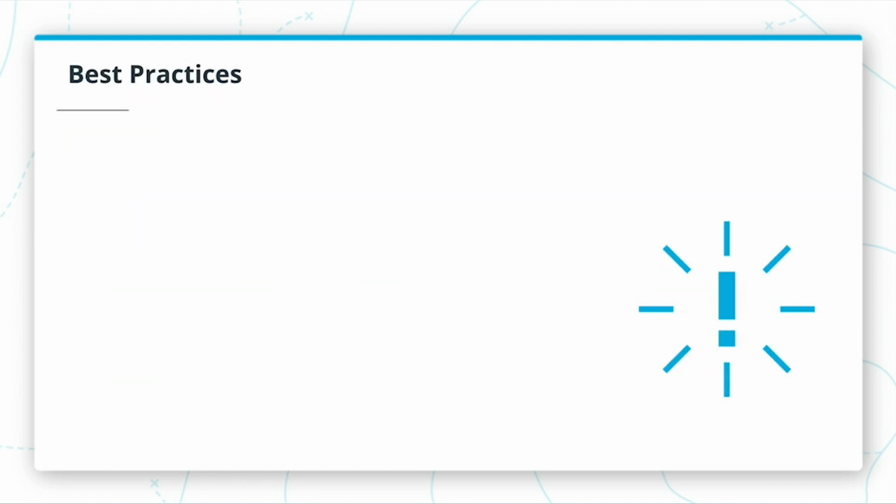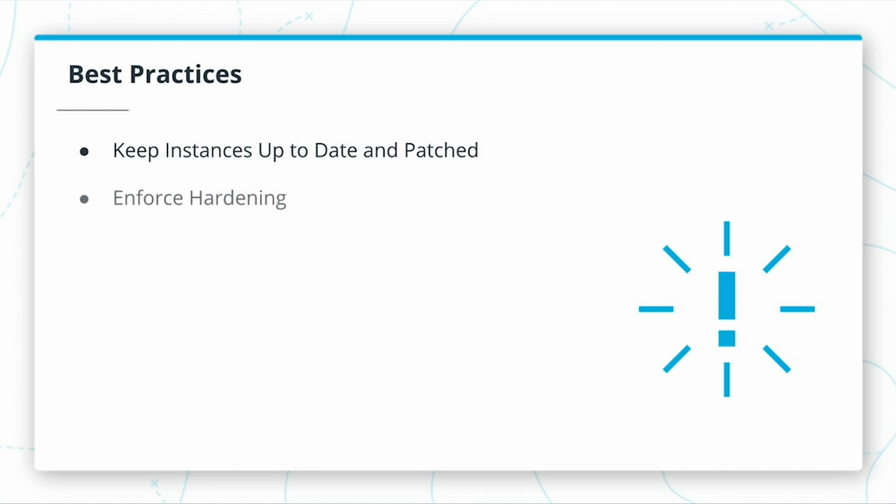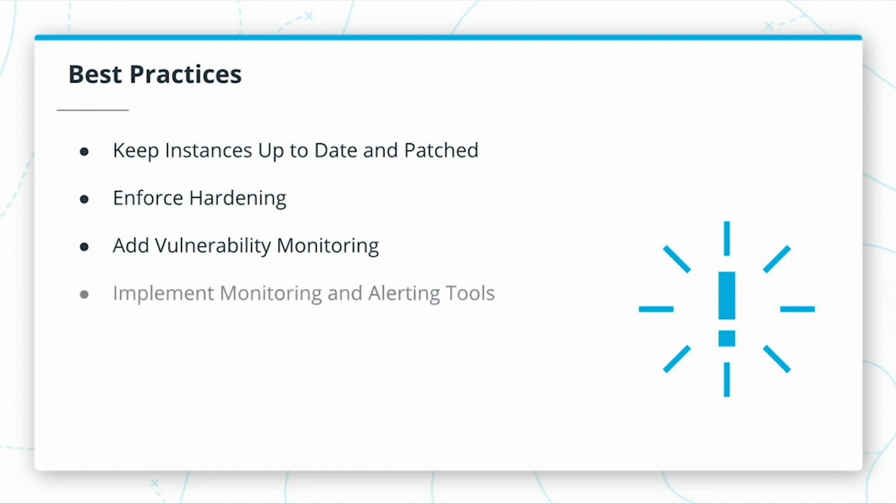Finally, in addition to choosing a method for providing access, it's critical to observe a few additional best practices. Keep instances up to date and patched. Enforce hardening that encompasses security best practices around OS hardening. Add monitoring for vulnerabilities to ensure that either OS or application vulnerabilities are addressed as soon as possible. Implement monitoring and alerting for suspicious events using tools such as intrusion detection systems or security information and event management tools.